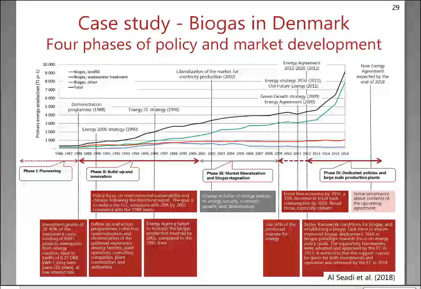Then again, in 2009, the green growth strategy was decided, and part of this was that 50% of the manure produced in Denmark should be used for energy. And together with a new energy agreement some years later, that helped to create the framework for a new development phase, you could say, for biogas. So that is where it stands today, and we're now awaiting a new energy agreement with some uncertainty, but still the market has taken off again here.